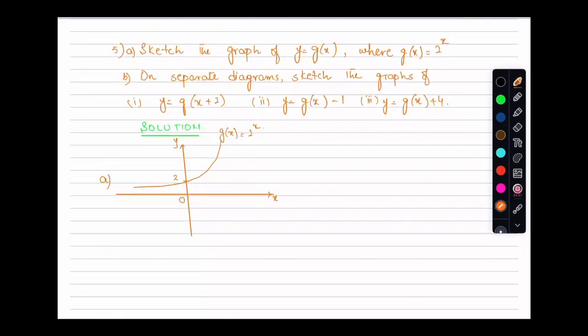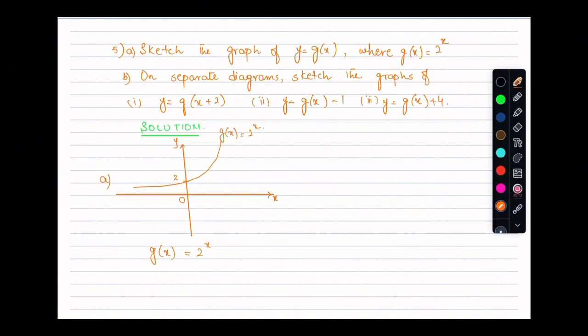Sketch the graph of y equals g(x), where g(x) equals 2 to the power x. What I know is that 2 to the power x is an exponential function, a positive exponential function, and for a positive exponential function, the graph gets asymptotic towards the x-axis. So this is how the graph shall be.